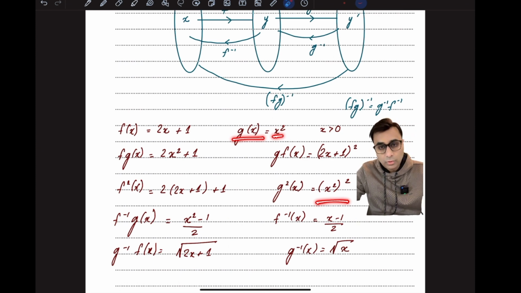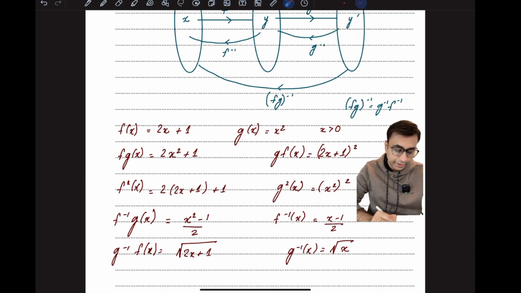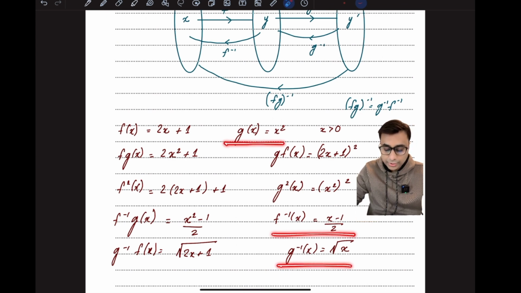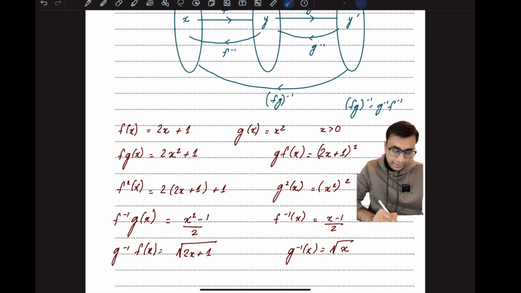You can also perform the composite functions with the inverse functions as well. Like if you find out the inverse function of f, that is going to be (x minus 1) upon 2, or if you find out the inverse function of g, that's going to be under root of x. So if you have to find f inverse g, in f inverse function in place of x you will substitute the function g. Or if you have to find g inverse f, that means in g inverse function in place of x you're going to substitute the function f.